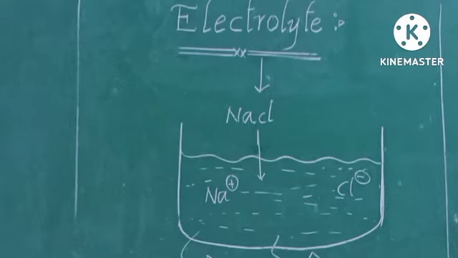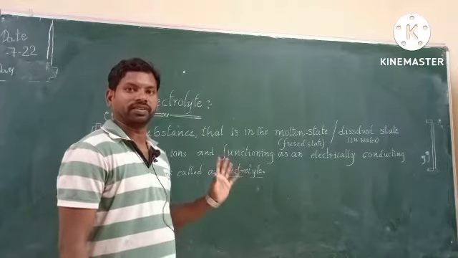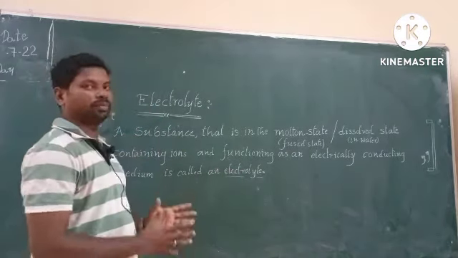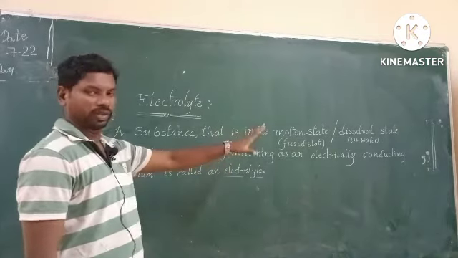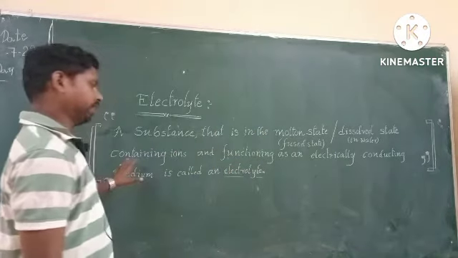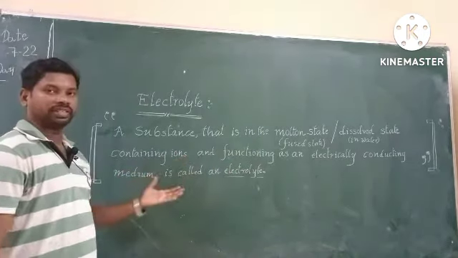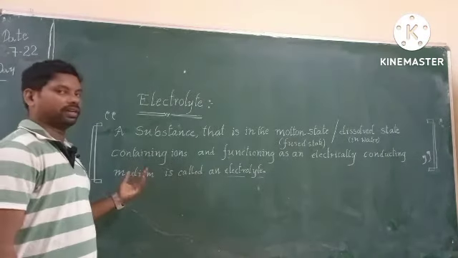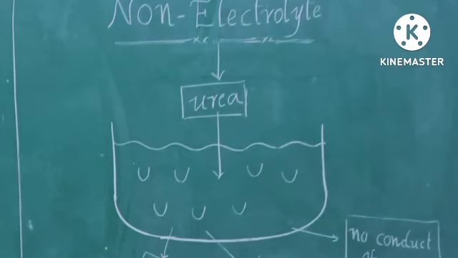So what is the definition of an electrolyte? A substance that is in the molten state or dissolved state, containing ions and functioning as an electrically conducting medium, is called an electrolyte.